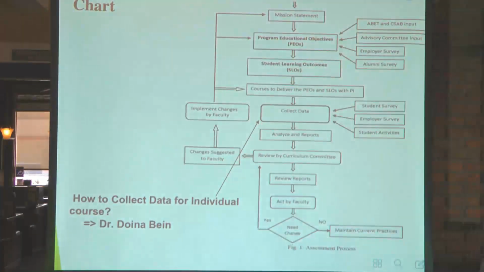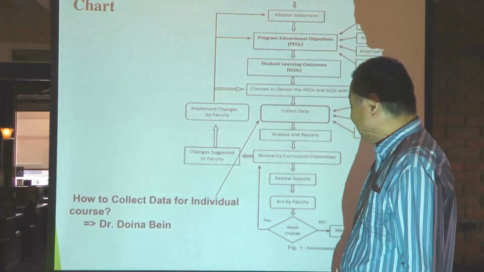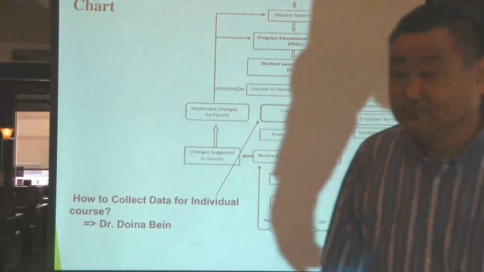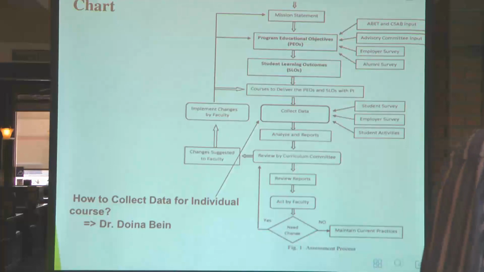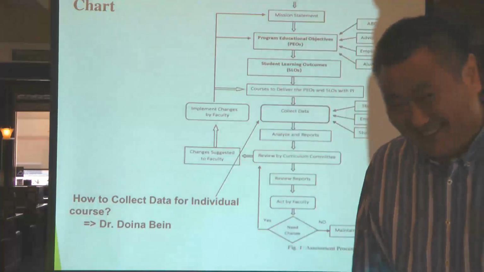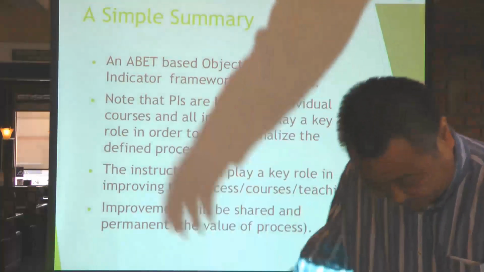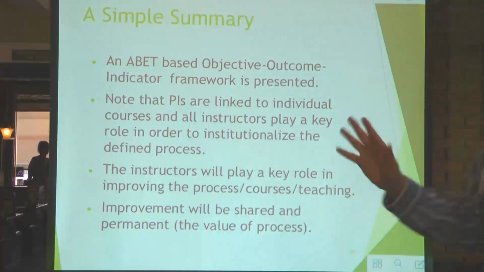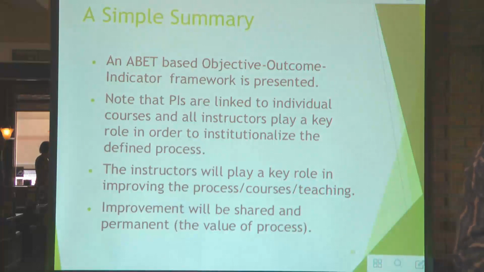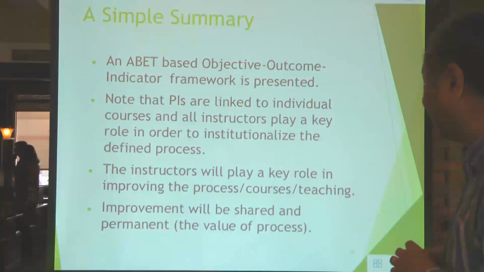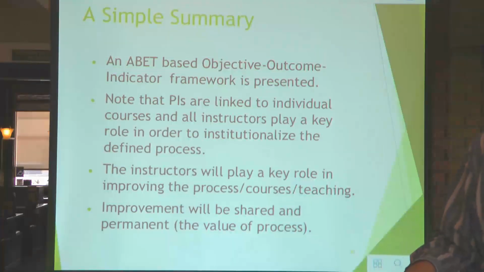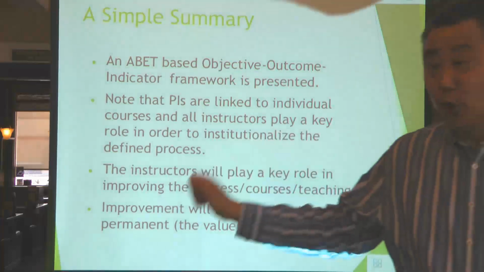And again, today Dolina is going to talk about how we actually do the data collection. Okay? And I guess many of you have received a lot of emails from her last semester. A very simple summary, we understand the framework. Okay, so objective, outcome, indicator, and also a class. And the PI is basically the bridge, linking the outcome to the courses.